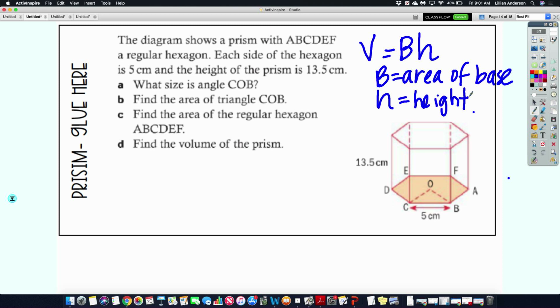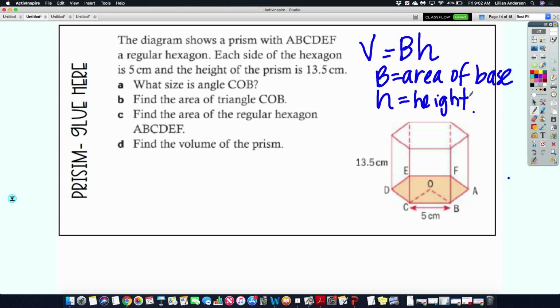All right, and what's nice about this, and IB problems do tend to do this, is that they're going to walk you through all the steps to get you to the point where you find the area of that base, and then use it to find the volume of the prism. Okay, so we're going to get right into it with these examples. We have a diagram that shows a prism with A, B, C, D, E, F, a regular hexagon.